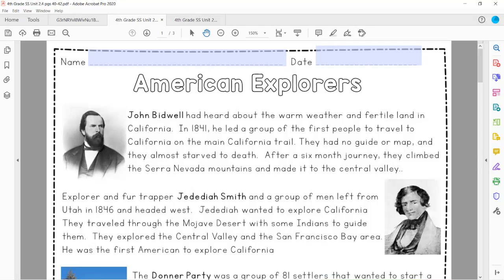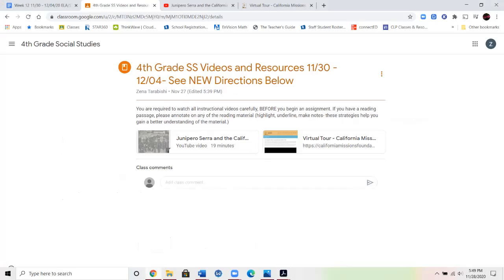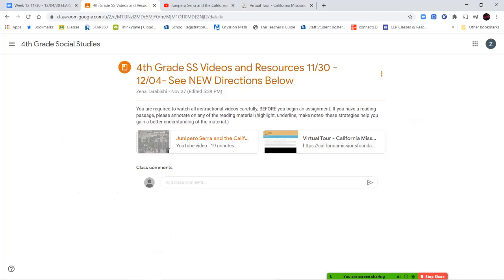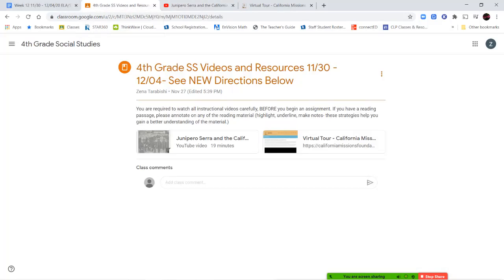Now, for pages 40 to 42, the first thing you're going to do is go into Google Classroom and take a look at the first video that's posted in there that says Junipero Serra and the California mission. It's going to take you to a YouTube video that you'll be able to watch. I'm not going to play it here since the link is already provided to you. I do want you to watch it before you get started on the pages that we're going to work on.